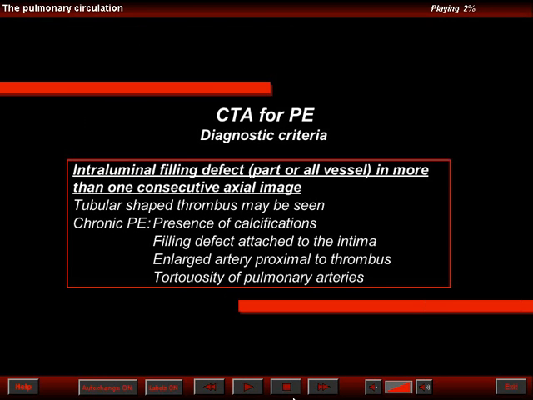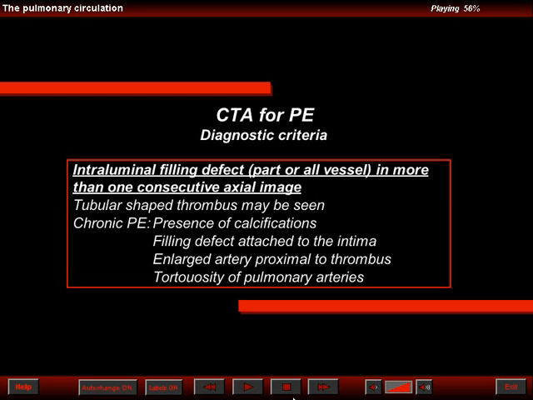CT angiography for pulmonary embolism. The diagnostic criteria are as follows, and one must distinguish between acute and chronic pulmonary embolic phenomena. Intraluminal filling defect, like with pulmonary angiography, occupying the lumen or part of the vessel is the most reliable sign, and it must be seen in more than one consecutive axial image. A tubular shape thrombus may be seen.